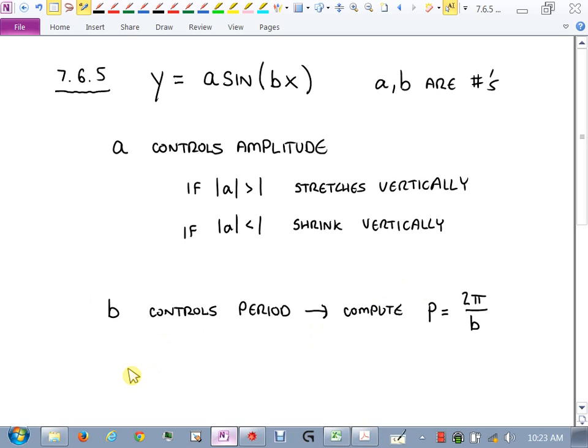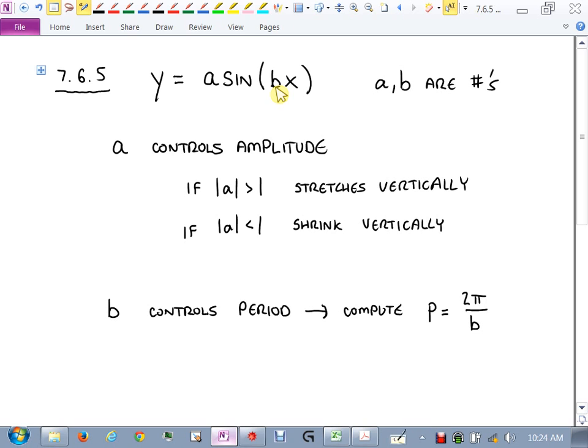So what is the period of the normal sine curve? What's its period? 2 pi, right? Well, in the normal sine curve, what's the b? What's the number in front of x in the normal sine x curve? It's 1, right? Like if I just write y equals sine x, what's the number in front here? 1. So that makes sense that the amplitude would be 1. And then what's the number in front of x? 1. If I take 2 pi and divide it by 1, what do I get? 2 pi, and the period's 2 pi.